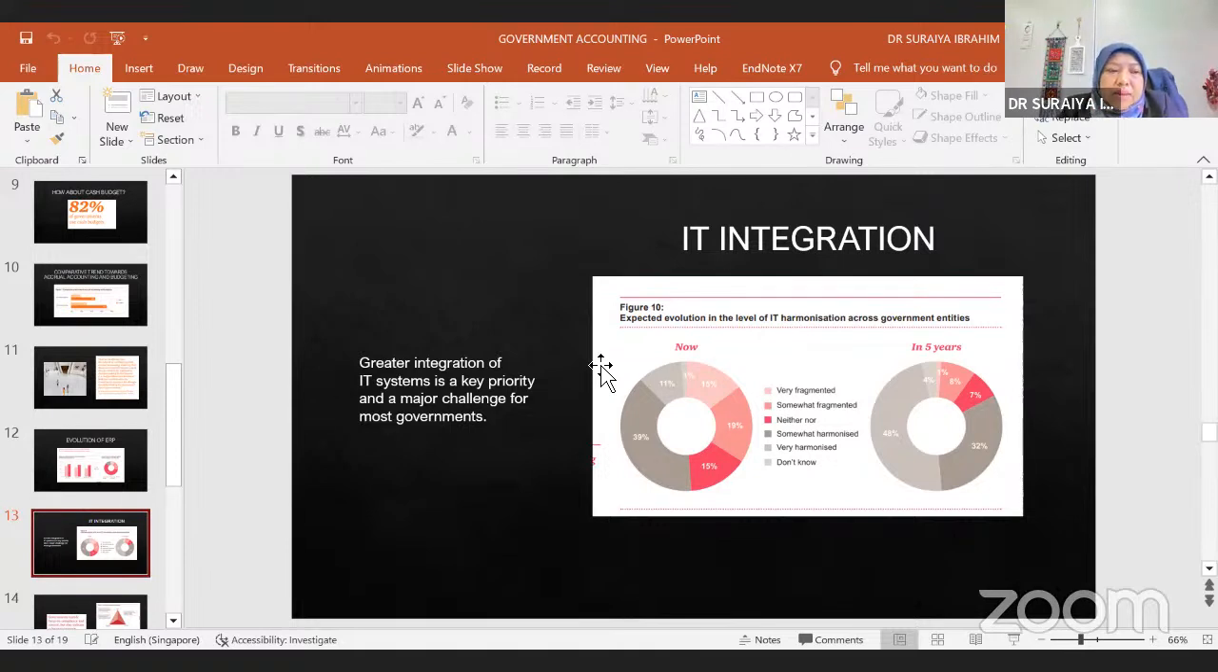So from the survey, it suggested that the level of IT harmonization across the ministries and major government entities at the central government level is an area of concern. It means that the federal government should be synchronized with this IT harmonization in terms of using this ERP. Only one in two respondents consider that the government IT systems are currently either very or somewhat harmonized, and actually from the survey, 34% of governments declare that their IT systems are very or somewhat fragmented, not well designed to suit their core business in government.